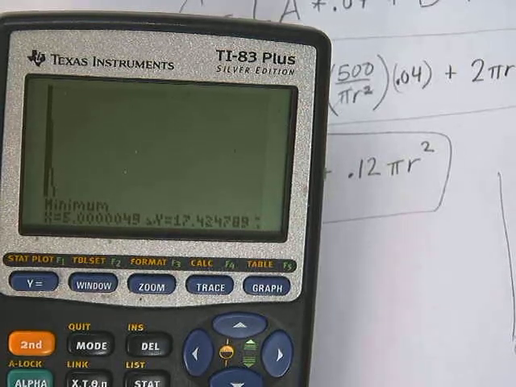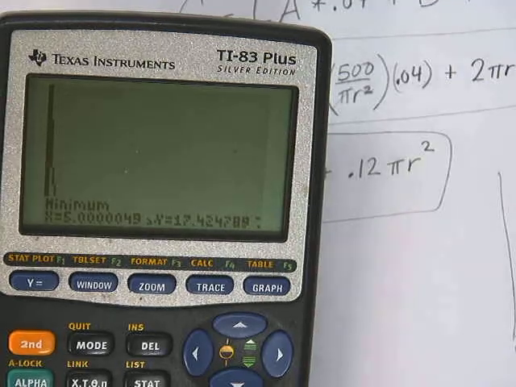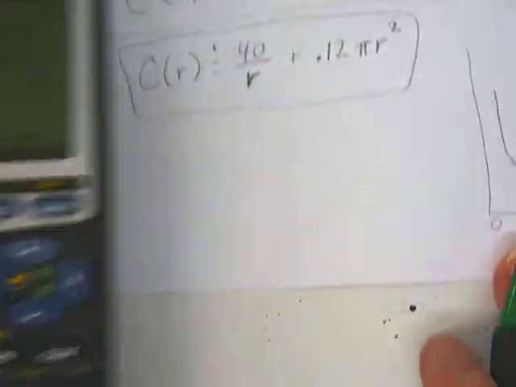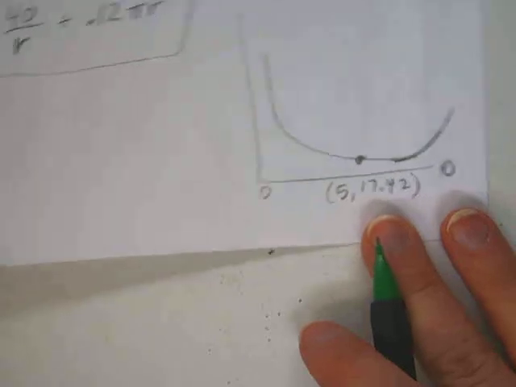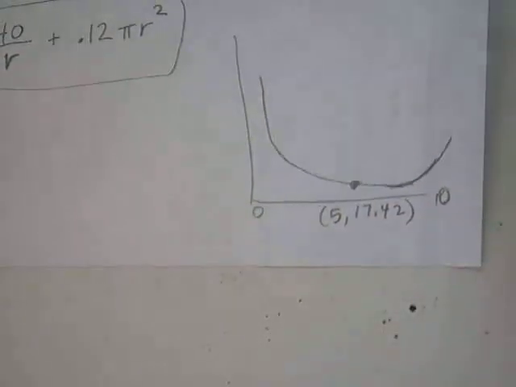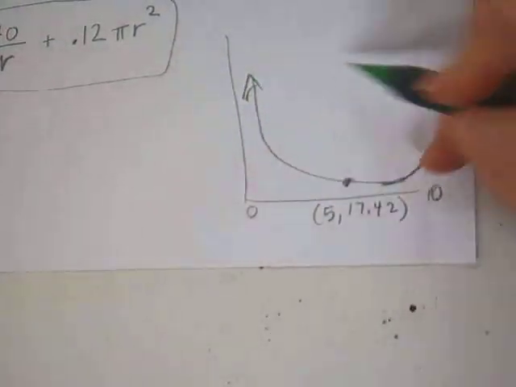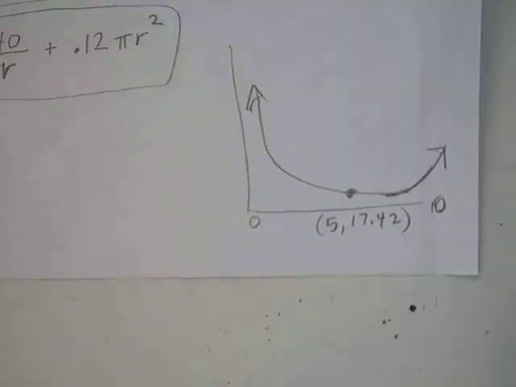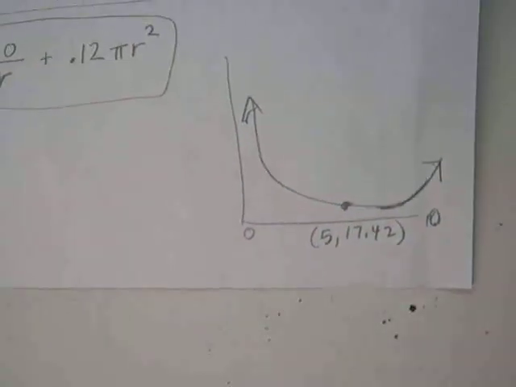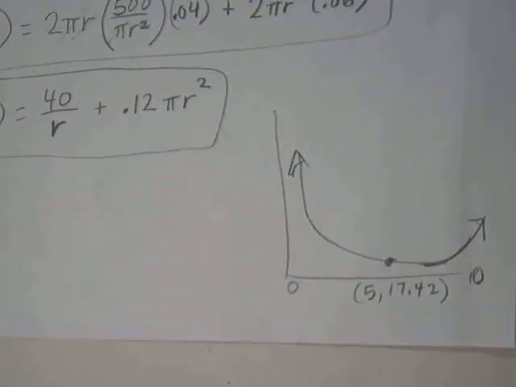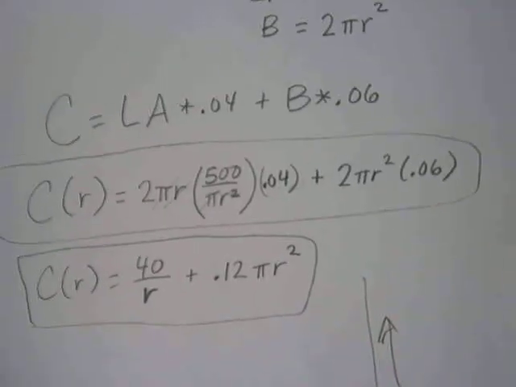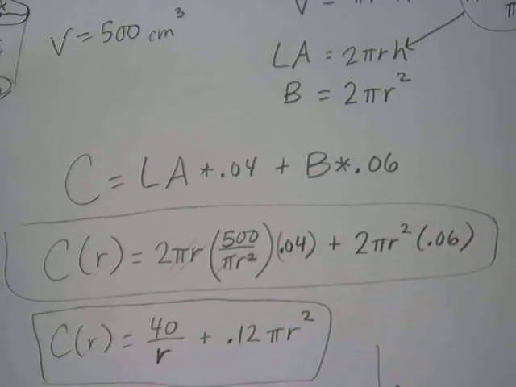So I see why it did 0 to 10, because it dips down in that area before it goes up. Okay. So then the minimum value is at 5, 17.42. You can't see what I'm writing. Anytime you do a problem like that on the calculator, you should always sketch some sort of graph to show what's going on. That's a rough sketch.